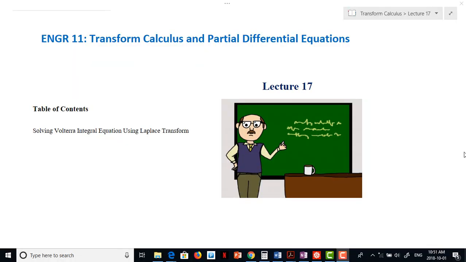Hello guys, we want to start our 17th lecture. In this lecture, we want to talk about solving Volterra integral equation using Laplace transform.